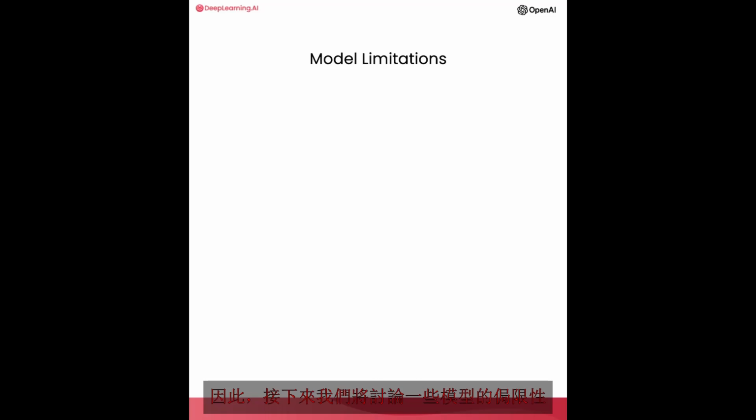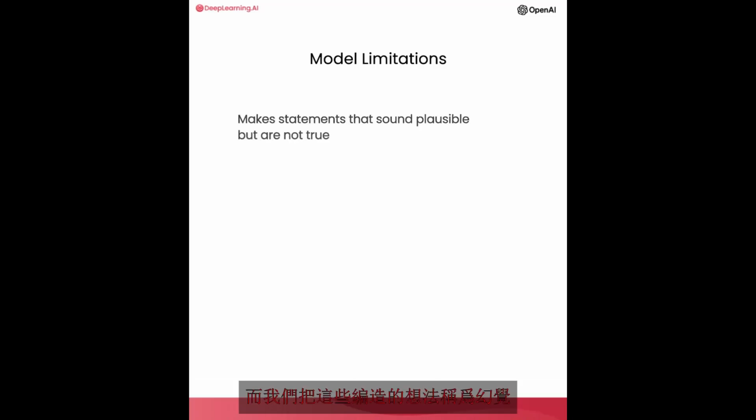So next we'll talk about some of the model limitations, because I think it's really important to keep these in mind while you're developing applications with large language models. Even though the language model has been exposed to a vast amount of knowledge during its training process, it has not perfectly memorized the information it's seen, and so it doesn't know the boundary of its knowledge very well. This means that it might try to answer questions about obscure topics and can make things up that sound plausible but are not actually true. And we call these fabricated ideas hallucinations.